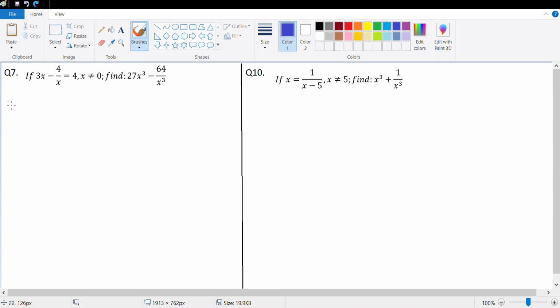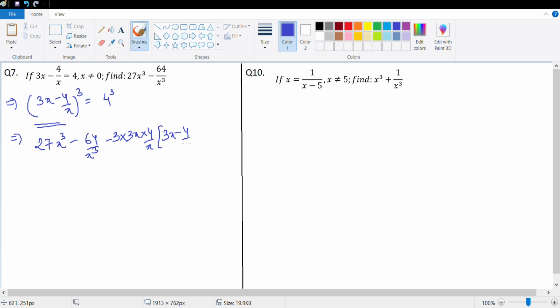So what we're basically looking at is cubing both the sides. So 3x minus 4 upon x, the whole cube, is equal to 4 cubed. Now, if I expand this, this will be 27x cubed minus 64 upon x cubed minus 3 times 3x into 4 upon x multiplied with 3x minus 4 upon x. Let's reconfirm, a minus b whole cube is equal to a cube minus b cube minus 3ab multiplied with a minus b, is equal to 64. Yes, that's also correct.